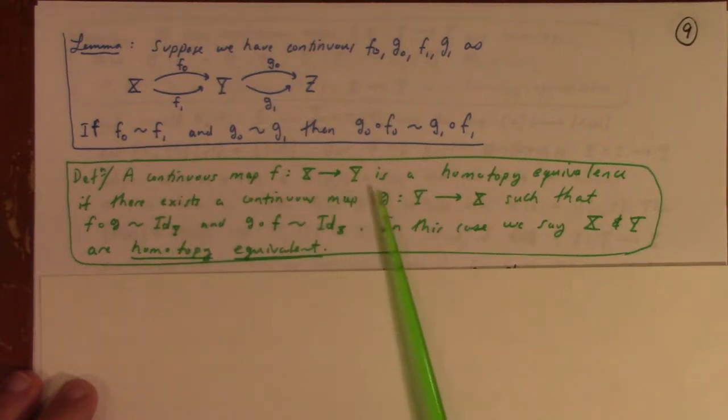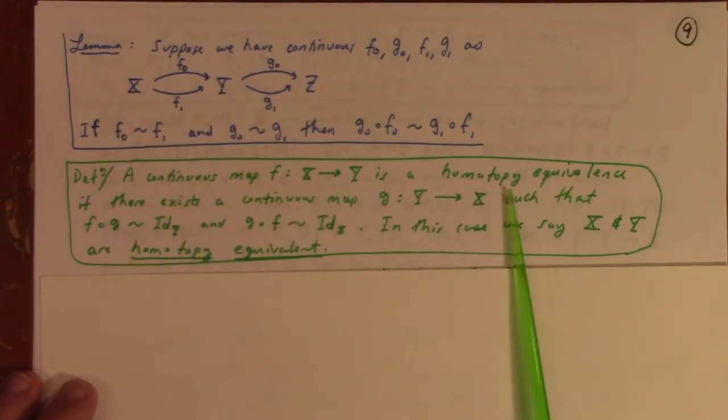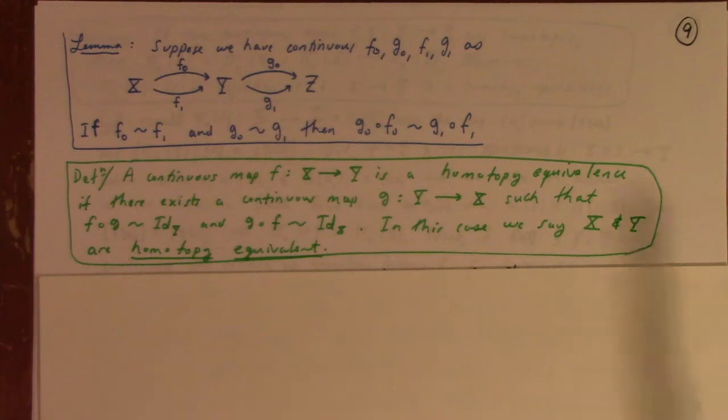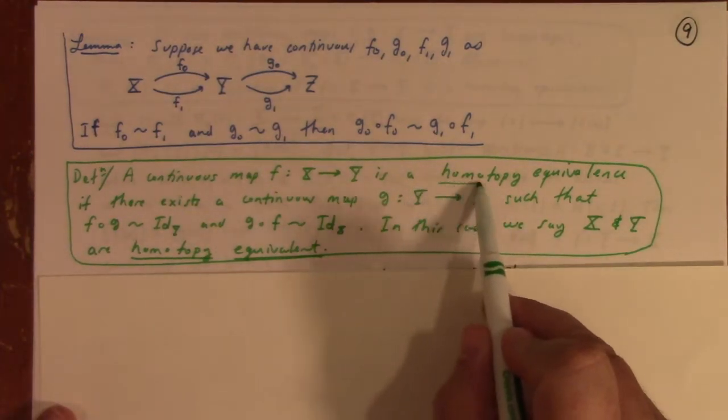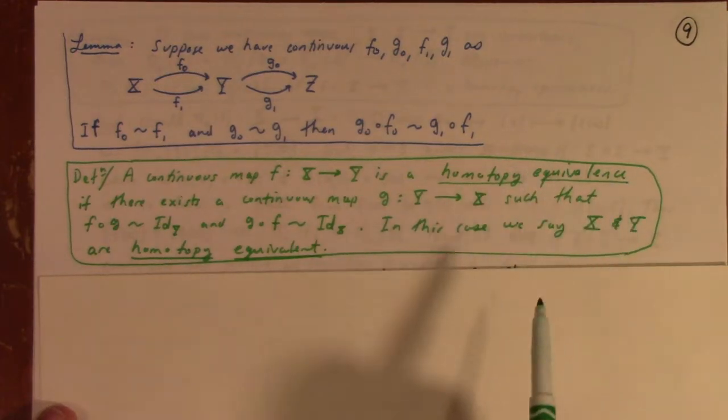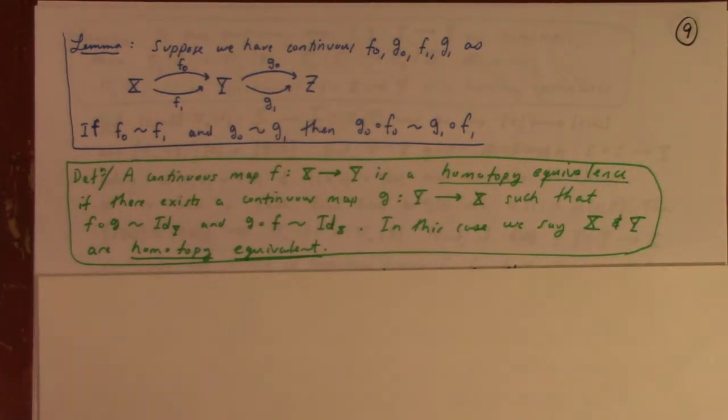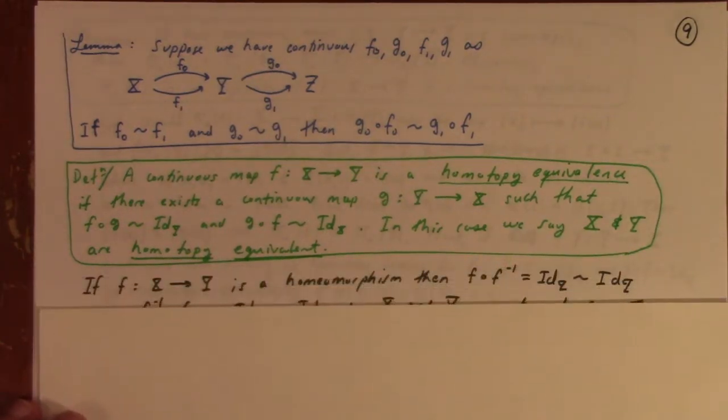What do we mean by homotopy equivalence, right? That's the question here. A continuous map f is a homotopy equivalence if there exists a continuous map g such that f composed with g is the identity on Y, and g composed with f is the identity on X. And in this case, we say X and Y are homotopy equivalent.